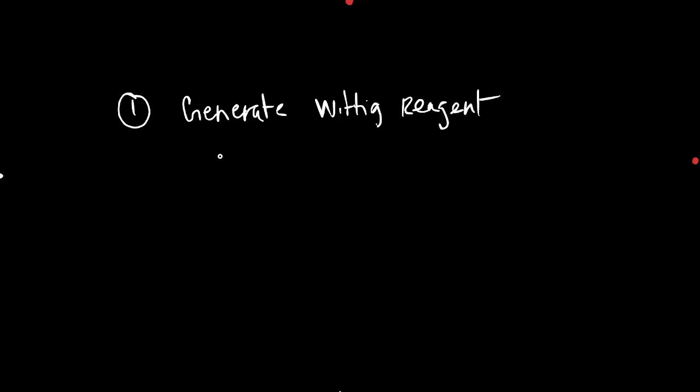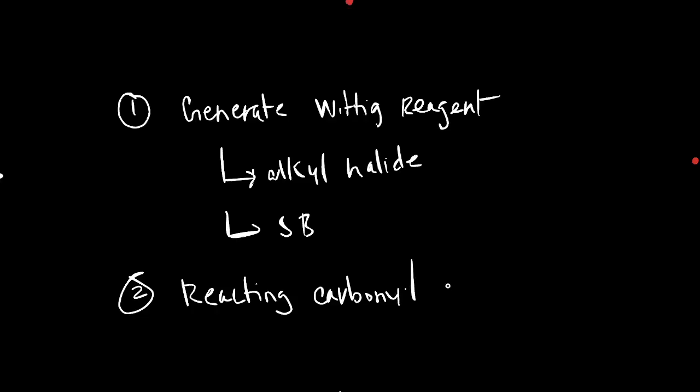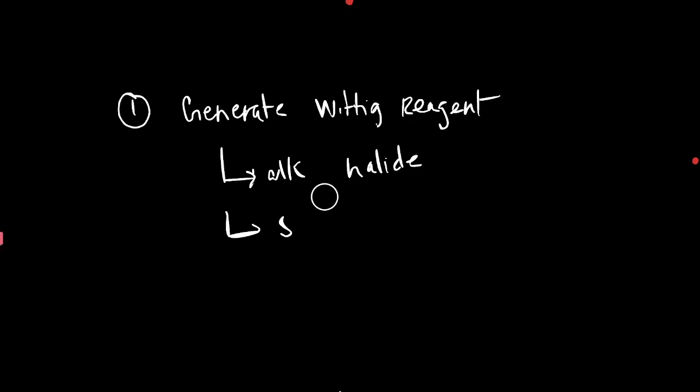The first thing is actually generate our reagent, generate our Wittig reagent. And to do that, we're going to need an alkyl halide and a strong base. Now the second thing is going to be actually reacting the carbonyl with our Wittig reagent. We'll just say WR for now. So let's start with the first thing. How do we generate this Wittig reagent?